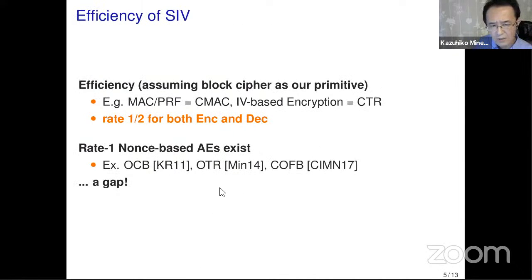If we use a block cipher to implement SIV, say the MAC can be CMAC and the IV-based encryption can be counter mode, then we need a rate-1 operation for the MAC and a rate-1 operation for the encryption. This means that the total rate for SIV is 1/2 for both encryption and decryption. But we already know that if the nonce is actually not repeating, then nonce-based AE schemes exist, such as the famous OCB, OTR or COFB, and so on. So there's a gap in the efficiency.